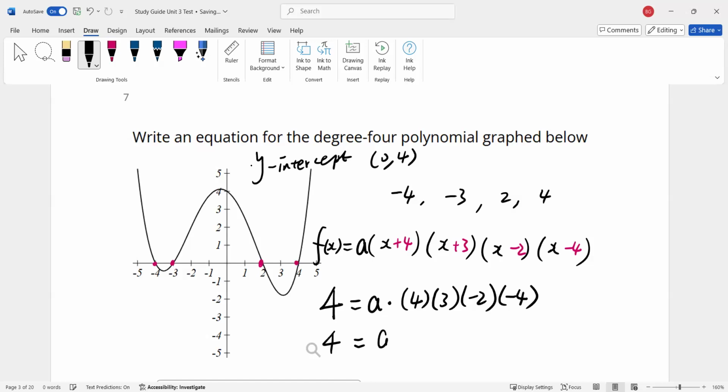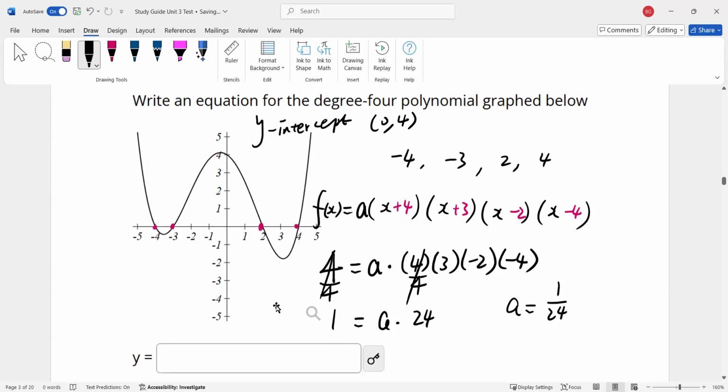And then we have 4 equals a times. Let's see what is the product here. Well, actually, we can get rid of 4 first, right? Both left side and right side has a 4, so I can get rid of them. We have 1 equals a times, and this is going to be positive because we have 2 negative numbers. 3 times 2, 6. 6 times 4, 24. Positive. So left side is 1, right side is a times 24. We can solve a as a equals 1/24. That's how we find the leading coefficient.